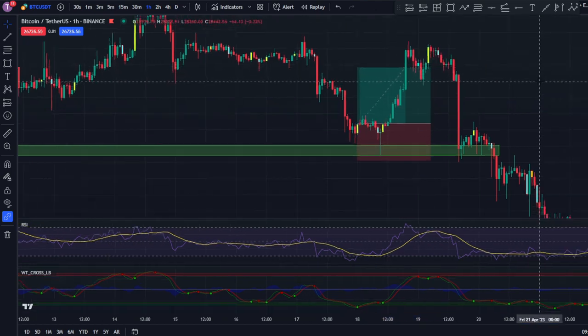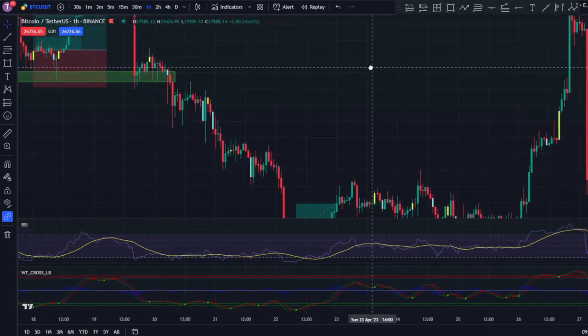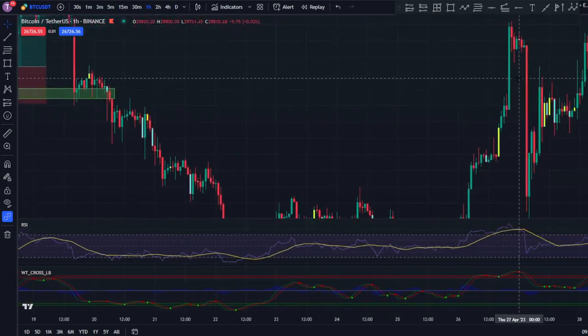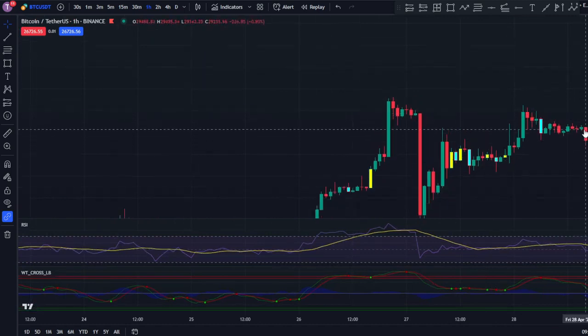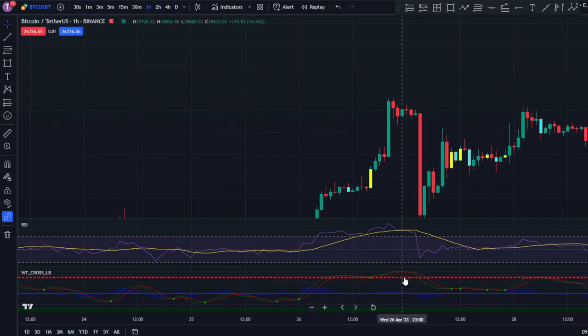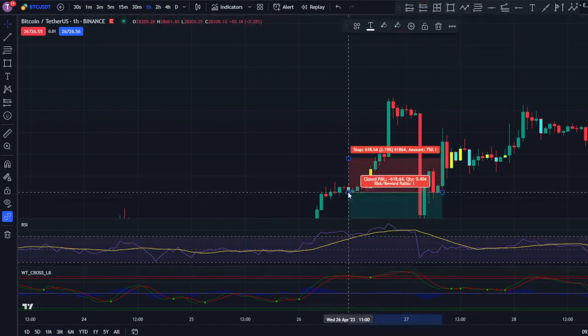So now let's go over the short position side. Short positions are basically the same thing, but now we just flip everything around. So now what we want to do is wait for a red dot and wait for the RSI to be above the 70 value range. So here we have this red dot, and we have the RSI above the 70 value range, so we'll take that position.